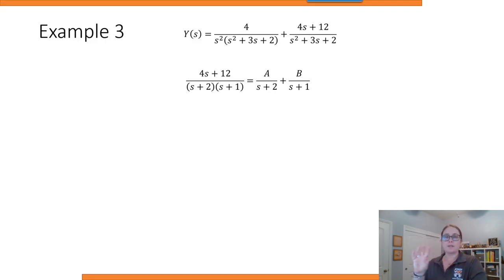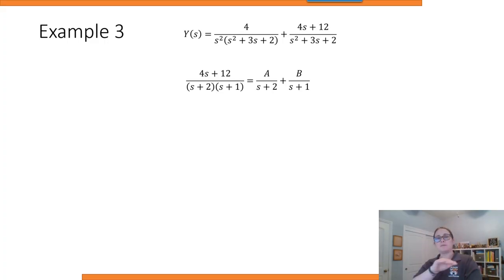Okay, so breaking up that fraction on the right, the 4s plus 12 over s squared plus 3s plus 2. Well, that denominator does factor to (s plus 2) times (s plus 1). And since I have two linear factors on the bottom, this fraction is going to decompose into some constant A over s plus 2 plus some constant B over s plus 1. So I just need to find A and B so I can split this up, and then I'll have two fractions that I can apply an inverse Laplace to.